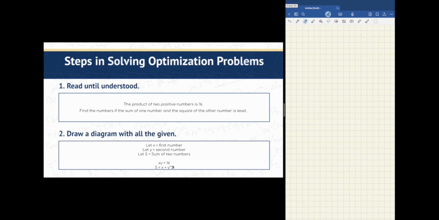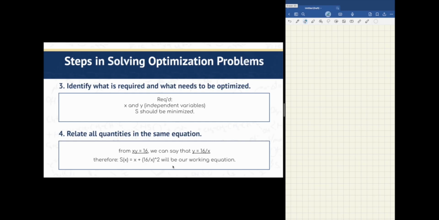In optimization problems, either we are minimizing or we are maximizing. In this case, we are minimizing the sum of the two numbers. The next step is to identify what is required and what needs to be optimized. So it is required that we know the x and the y, and they will be our independent variables because they are our unknown variables. And our dependent variable is the variable or the quantity that needs to be optimized, minimized or maximized. So s will be our dependent variable.